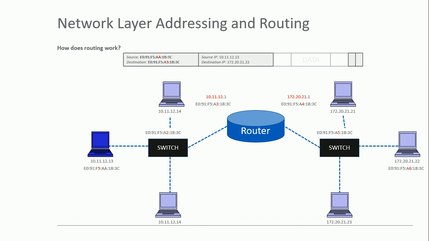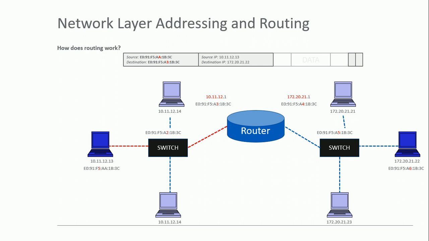So even though the destination IP is 172.20.21.22, it sets the destination MAC address to be A3, the one on the router, on that interface for the default gateway. So then that packet's going to flow through that switch, right? The switch knows how to pass it to that router. It's going to land on that interface.